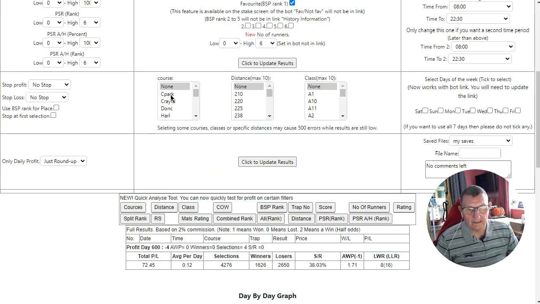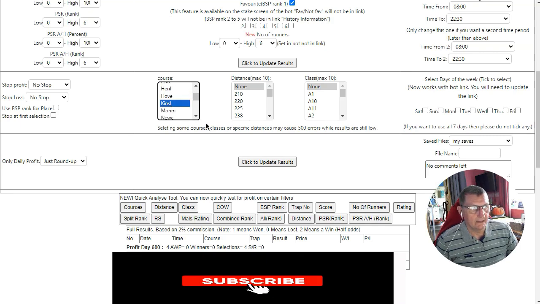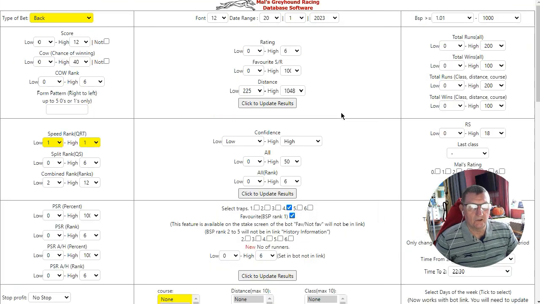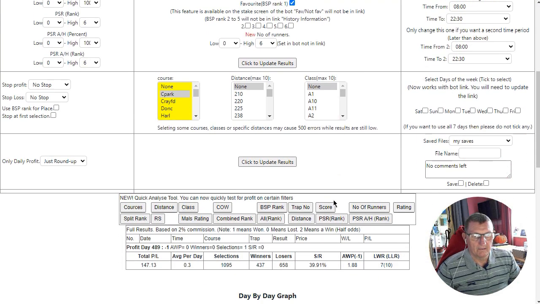So basically, I'm going to keep my control key down, so I can use C-Park, Kingsley, Monmouth, Newcastle, and then we went to Sunderland. Now, I like courses, and I think a lot of people miss that trick with courses, because each course is a little specific, and it's worth looking at them.